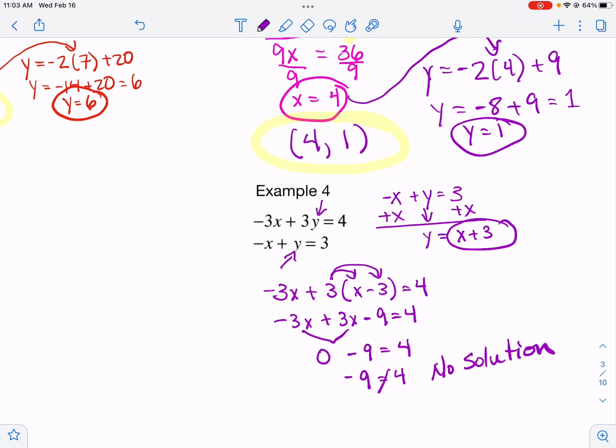What does it mean if there's no solution? Here's what it means. It means that we have parallel lines. These must be parallel. If I solved for y and put it in y equals mx plus b format, I would have the same slope. So these must be parallel lines to have no solution. And that is Example 2 and Example 4.